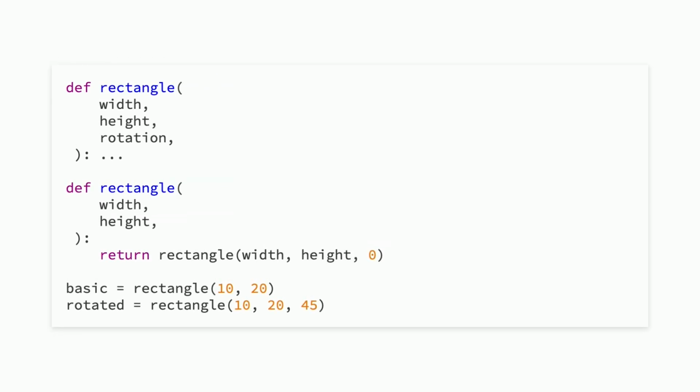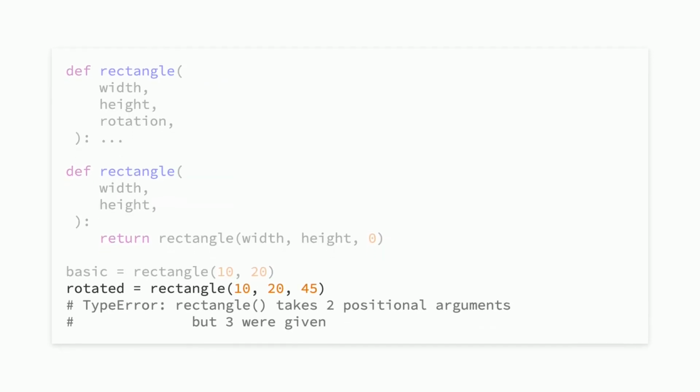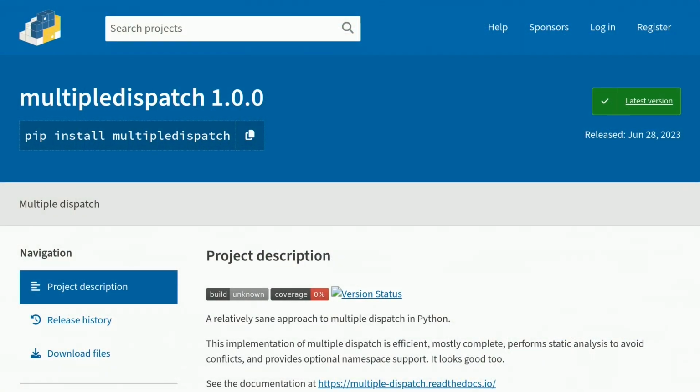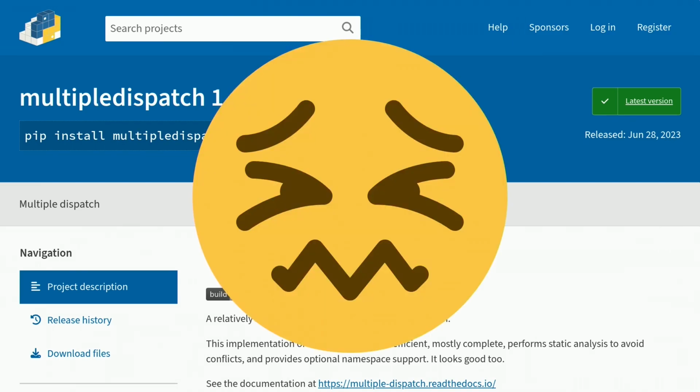If we looked at the same code in Python, it would fail. And this is because in Python, defining a function with the same name overwrites that previous definition. It doesn't work the same way. And while there are packages like multiple dispatch that you can use to replicate function overloading, in general, it's a bit problematic. And I wouldn't recommend it for reasons that will become more apparent later.